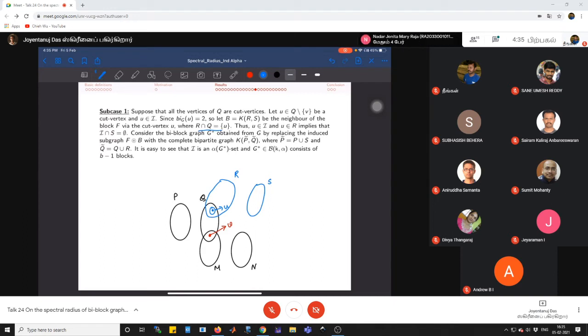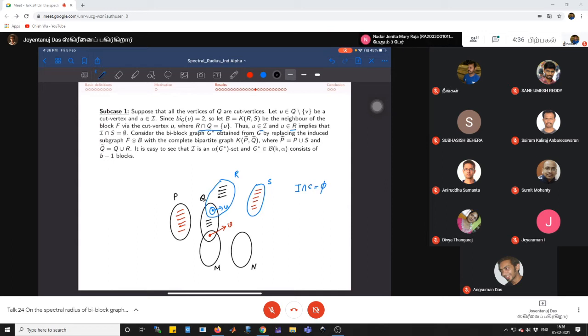Since U belongs to the independent set, U belongs to I, and it is also sharing the partition R, so S cannot be in the independent set. So I intersection S is empty. And now we consider the graph G obtained by taking these two units. So I am taking P and union with S, and this R adjoining with P. If I merge these two blocks, then the total number of blocks will reduce to B minus 1 blocks and induction will end. So this was subcase 1, where all the vertices of Q are cut vertices.